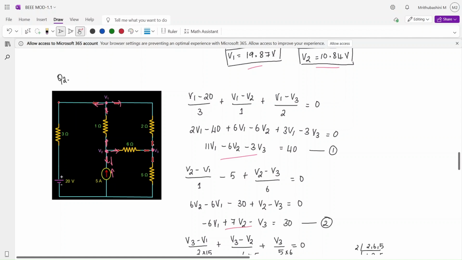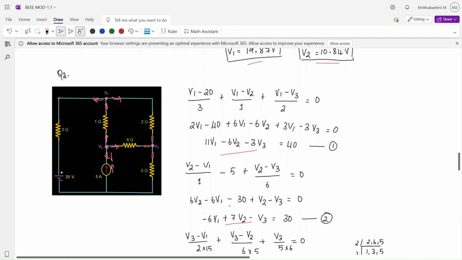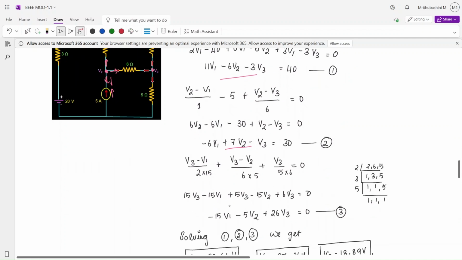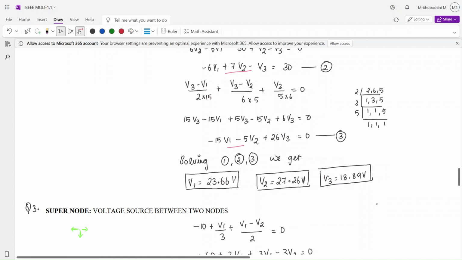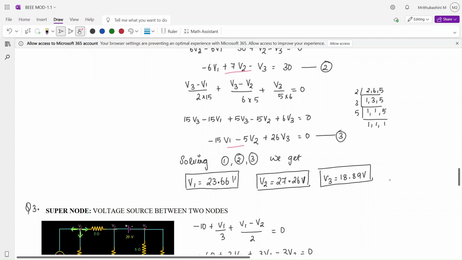Next is moving on to this node V3. Here you will write V3 minus V1 by 2. V3 minus V2 by 6, V3 minus 0 because it's a ground by 5. If you solve that, you will get one more equation. Solve these three equations in calculator, you will get V1, V2 and V3. Alright. I hope nodal analysis is also clear.